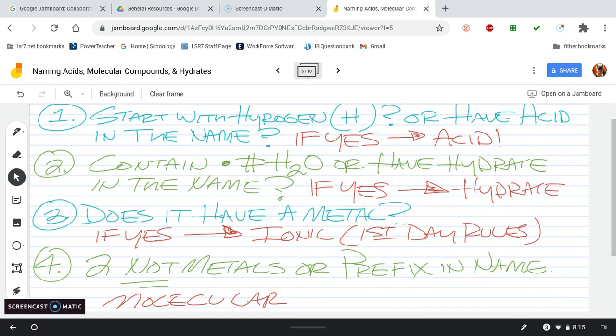And so the way it would work is you do 1. If that doesn't work, you slide down to 2. If that doesn't work, you slide down to 3. If that doesn't work, you slide down to 4. It has to be one of these, right? So the way you do it is you decide, do I have an acid? Yes or no. Do I have a hydrate? Yes or no. Do I have ionic? Yes or no. And then last, if everything else is a no, then I have a molecular compound. So that's a great way to look at it.